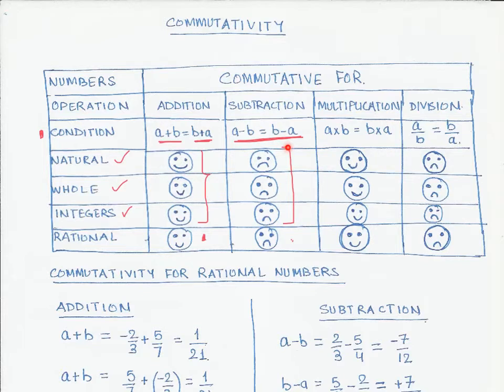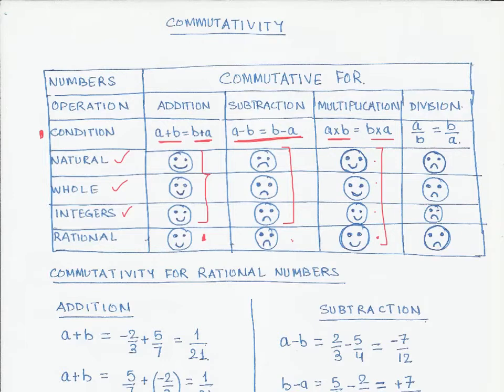Okay, now let us look at multiplication. For multiplication, all we do is we multiply two numbers, a multiplied by b, and then we multiply in the other order, that is b multiplied by a. We already found out that natural numbers, whole numbers, and integers follow the commutative property for multiplication. Rational numbers are also commutative under the operation of multiplication. So we can conclude that all four sets of numbers follow the commutative property for multiplication, which means that you can multiply two or more of these numbers in any order, and you will still get the same result.